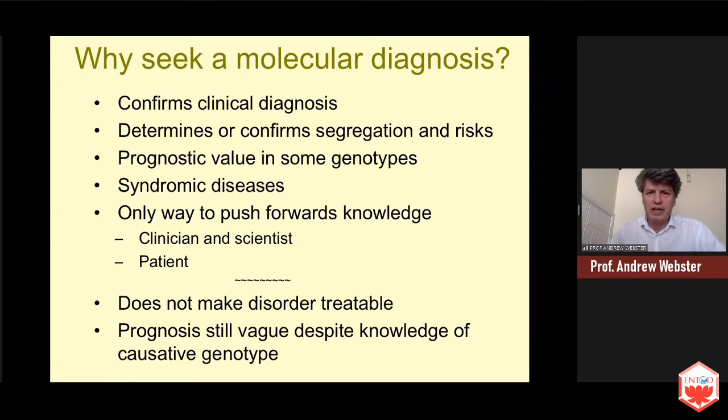It gives prognostic value to people. It confirms the segregation pattern. We can give accurate risks then to members of the family. Without the diagnosis, we can't, because there are so many different ways in which these can segregate, with few exceptions. It can unmask syndromic disorders, and it's the only way to push forwards knowledge for clinicians and scientists.